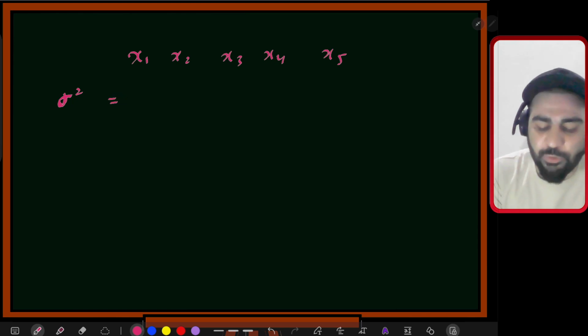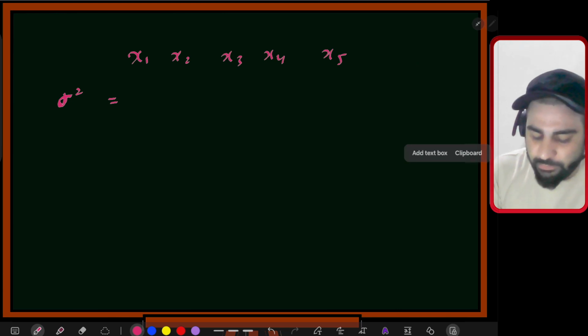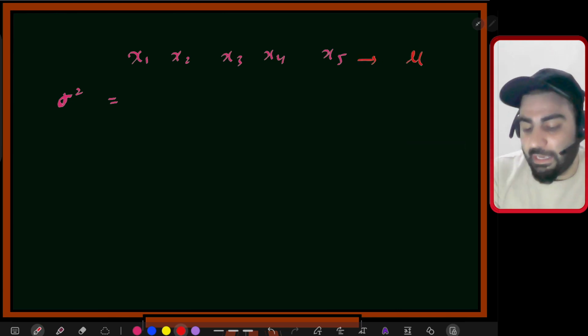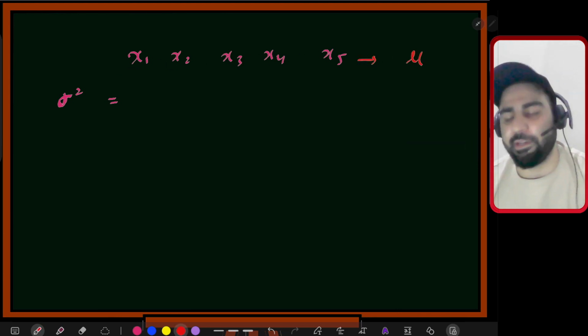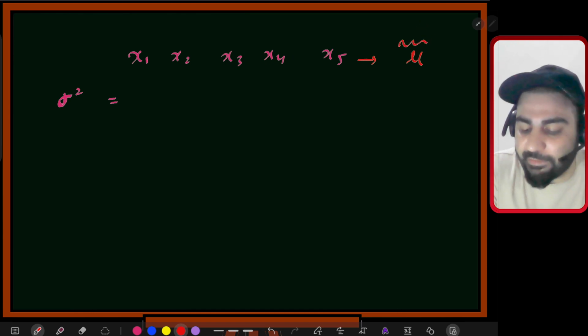So how can you compute this? You can just average this out. Let's first compute the average. You'll call that mu. You know how to compute the average: just sum them up and divide by the total number of entries. You'll get this average. This is called the mean or average.